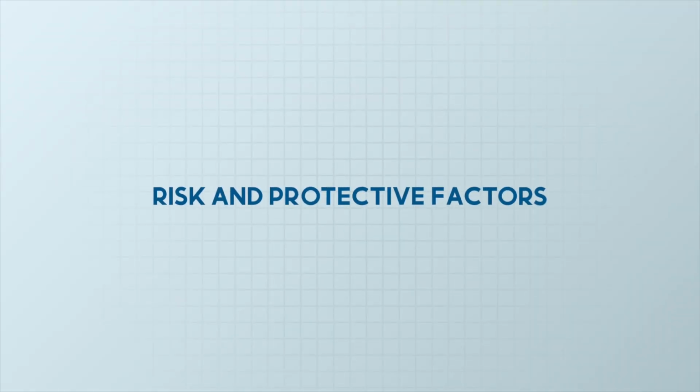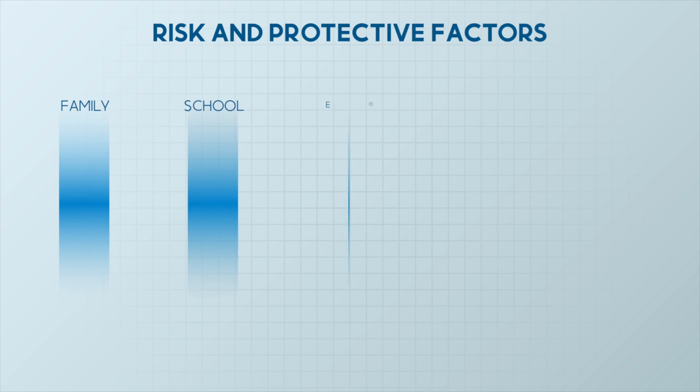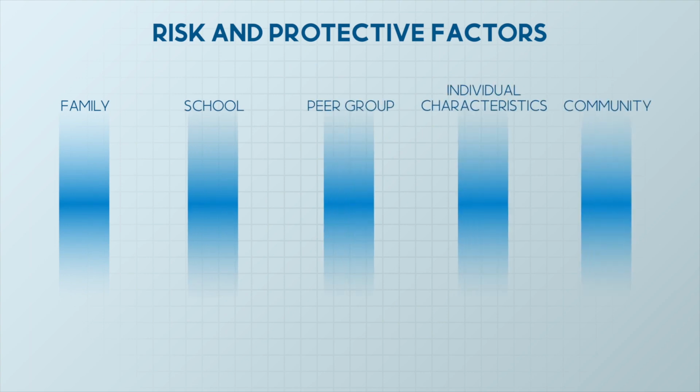The comprehensive gang model is based on the study of risk and protective factors, which are circumstances that influence the likelihood of negative outcomes, such as gang involvement. These risk and protective factors span several domains of youth development, including family, school, peers, individual, and community. There's no single risk factor that can reliably predict gang involvement, though. Rather, it is an accumulation of risk factors in multiple domains that greatly increases the risk of gang joining.